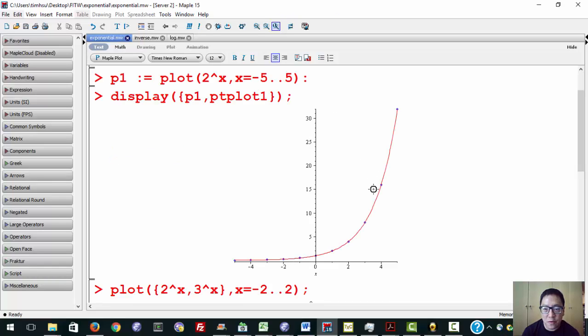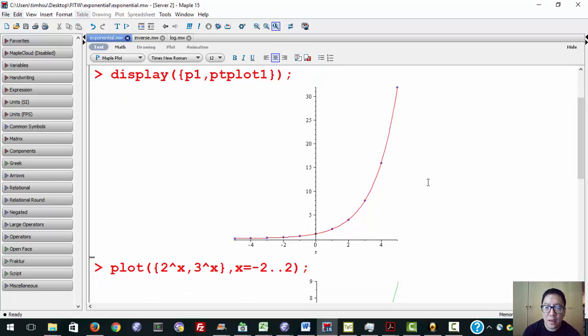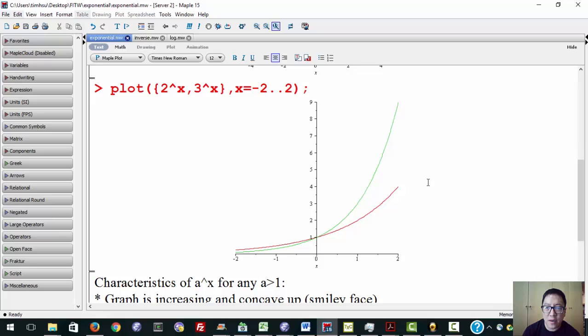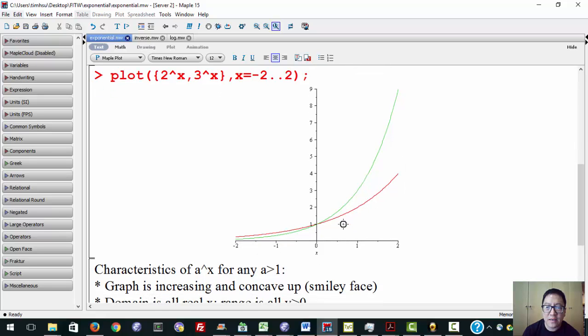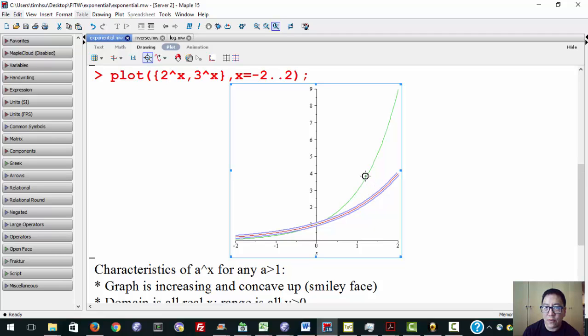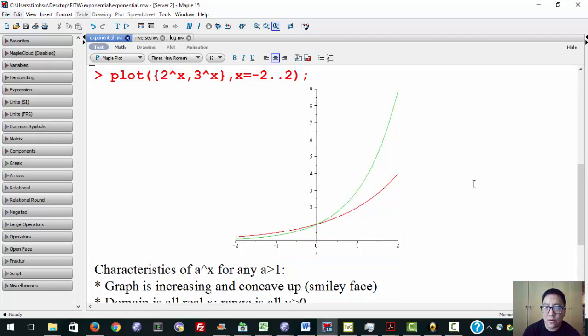Resuming with our graphing program here, we see the plot of 2 to the x, which indeed connects these dots, just like I said. Here's x equals 1 and y equals 2, x equals 2, y equals 4, x equals 3, y equals 8, 16, 32. And so indeed, the graph of 2 to the x connects those dots nicely. And to go on to more general a to the x, here are plots of y equals 2 to the x in red and y equals 3 to the x in green.